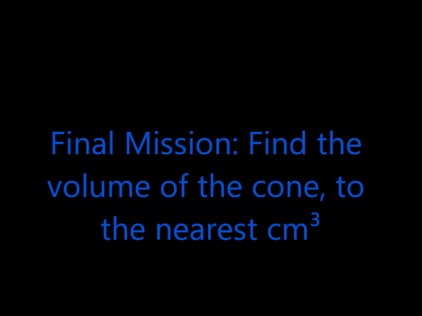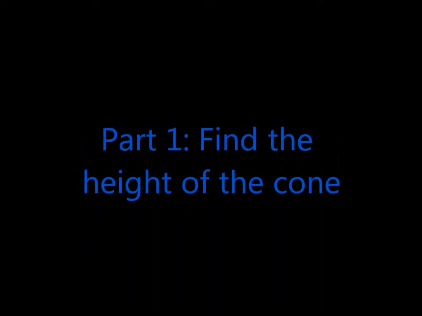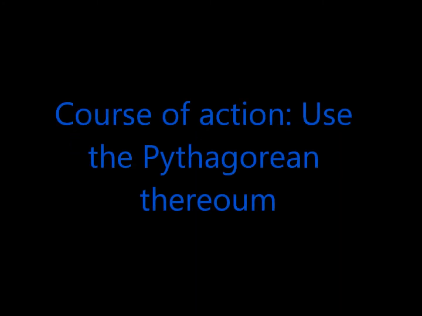Now we must do the final part of this question. What is the volume of the cone to the nearest cubic centimeter? Of course, here we realize that we can't calculate the volume of the cone without knowing what its height is. Luckily for us, though, we already know what the slant height and the radius of the base is. So we can use the Pythagorean theorem to figure out what the height of this cone is.